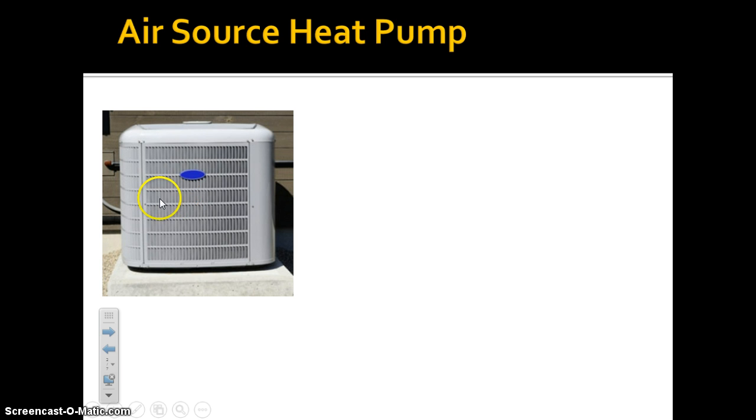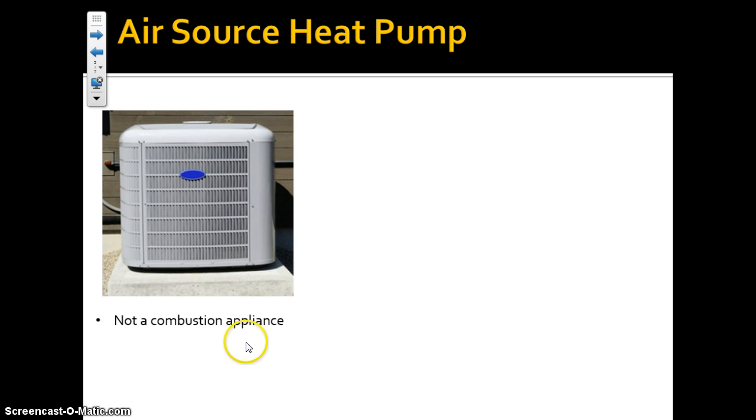This is the exterior unit of what's called a split system, which we won't get into in too much detail. But the thing about these air source heat pumps is that they use electricity, but a couple of things are really important here. Since they use electricity, they're not a combustion appliance. So there's no combustion here. Nothing's being burned. It's just using electricity.